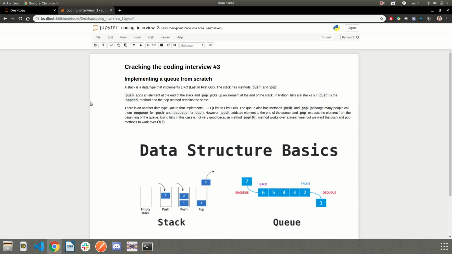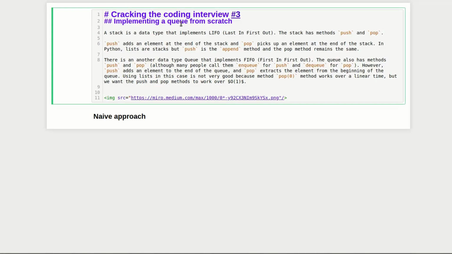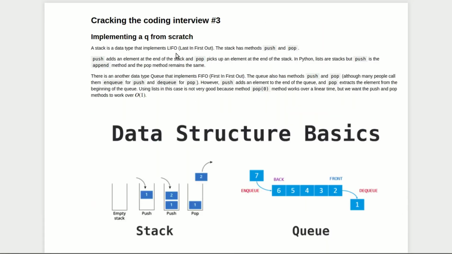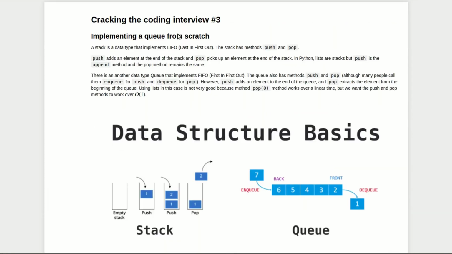In this video, we're going to learn how to implement a queue from scratch. First, a little tip for pronouncing this word. You get rid of all the vowels and then you can pronounce it. Implementing a queue from scratch. That's how you pronounce it. Then you add the vowels back and you have your word.